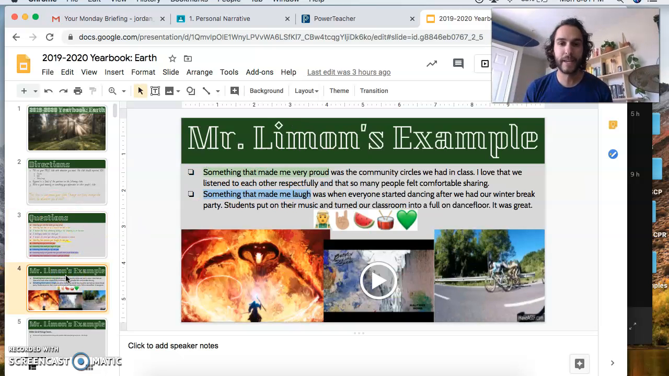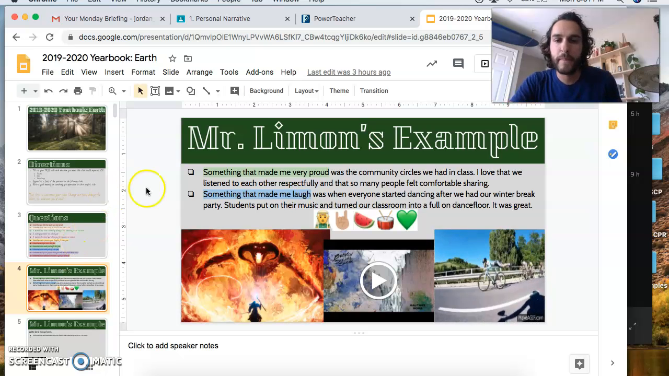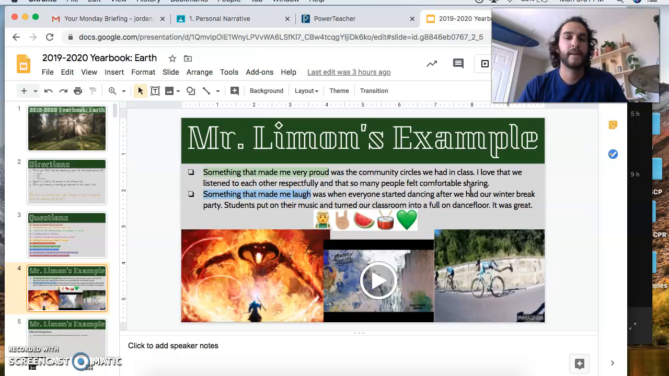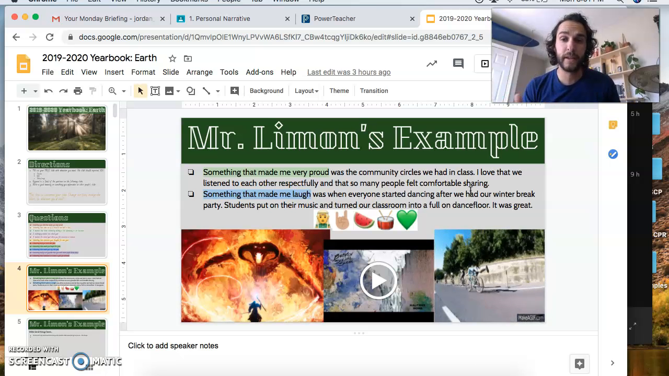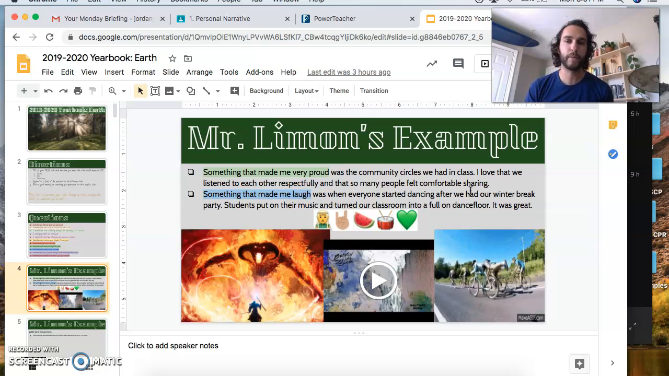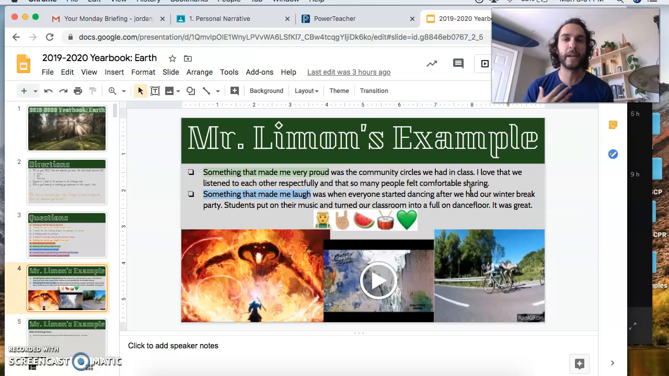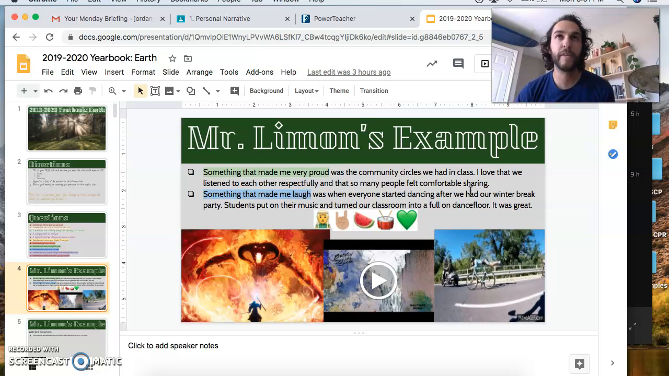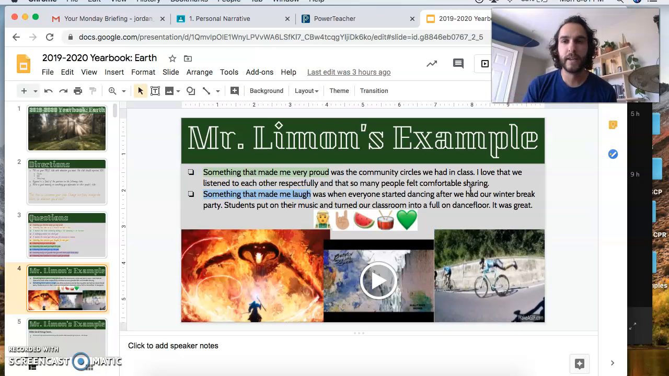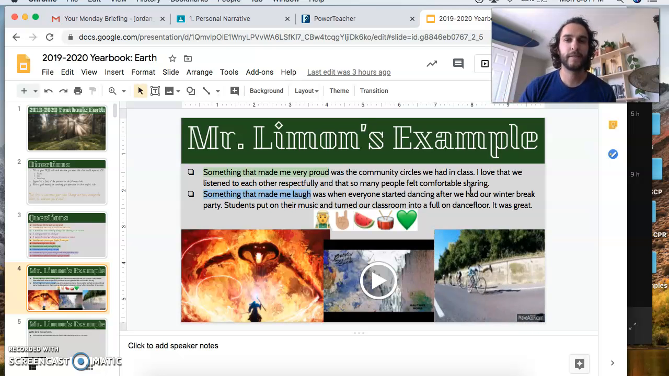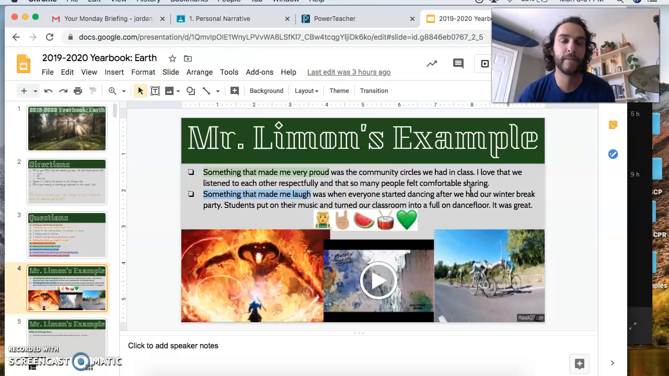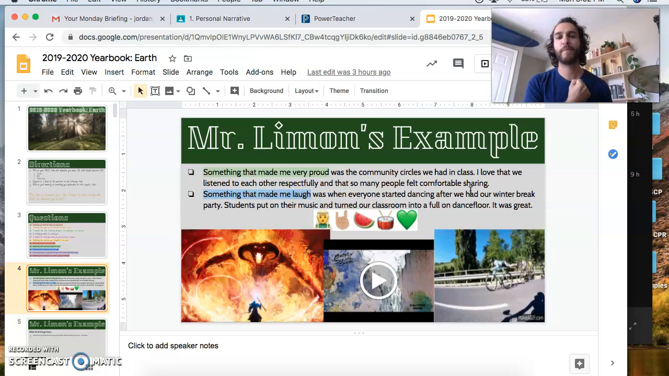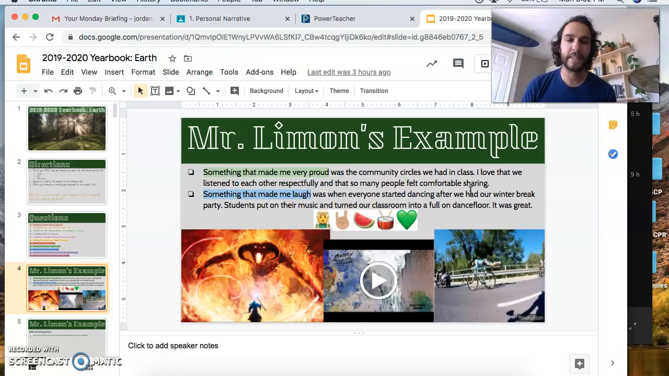If we look at my example, I wrote something that made me very proud, because that's a prompt: the community circles we had in class. I love that we would listen to each other respectfully and that so many people felt comfortable sharing by the end. That was amazing. And something that makes me laugh, even still when I think about it, is that after we finished watching our winter break movies, impromptu dance sessions happened. Dance circles were opened up. In one class, some of the boys started mosh pitting, which made me proud. That was great. That was something that still makes me laugh.